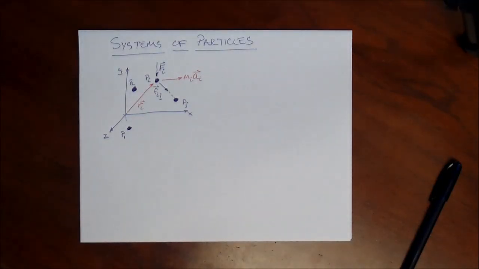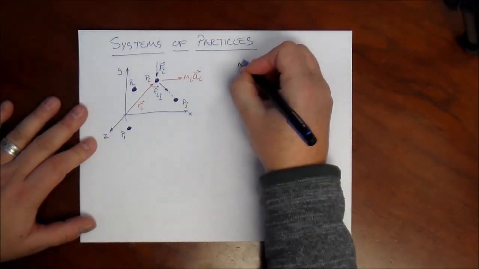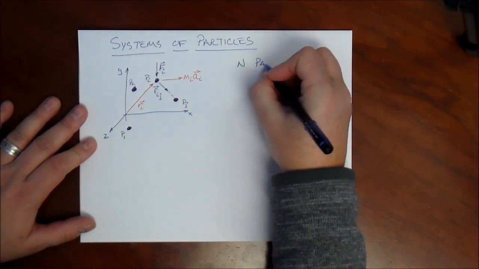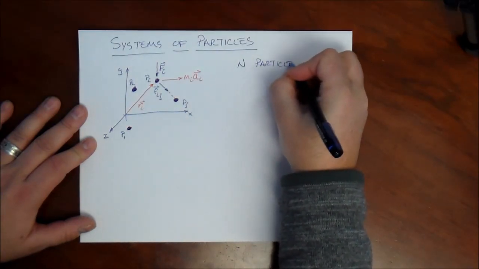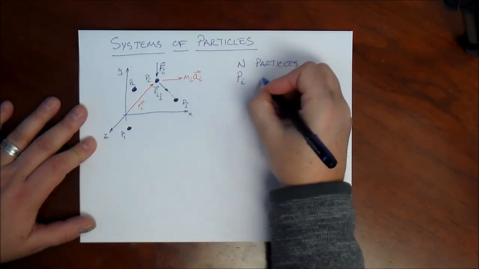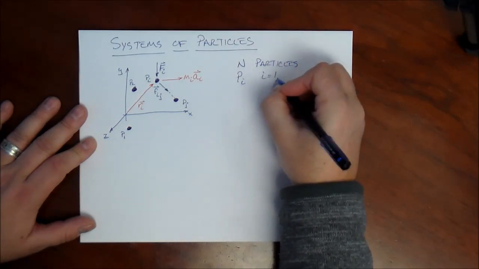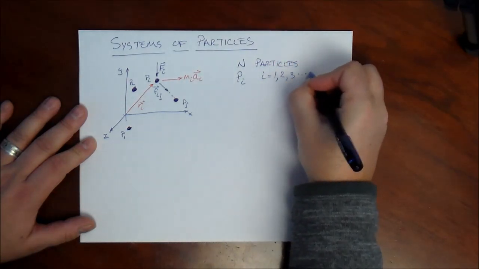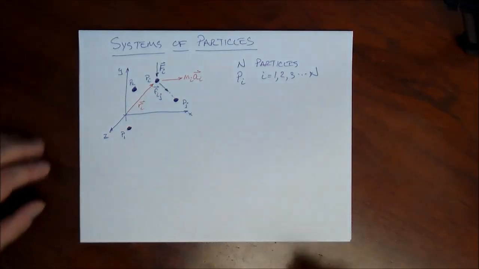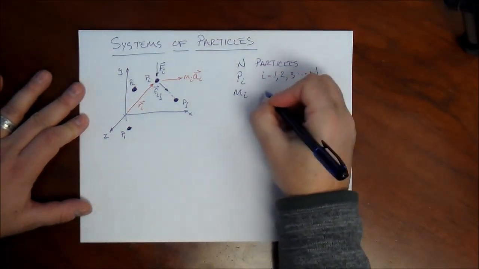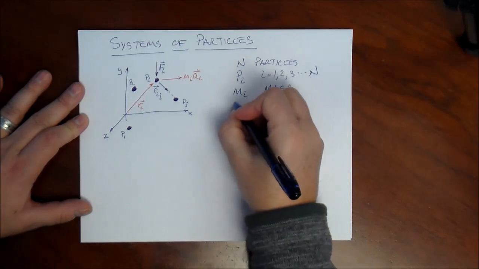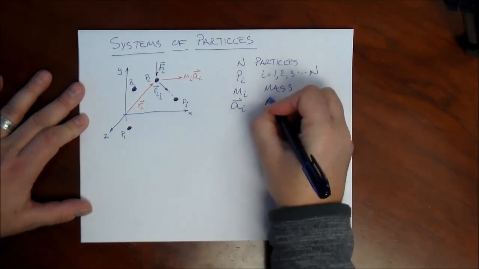In this section, we're going to talk about systems of particles. So let's begin by developing an expression of Newton's second law for a system or group of particles. So suppose we have n particles, some arbitrary number, and call each of them p sub i, where i is 1, 2, 3, and so on up to capital N. Each particle has a mass m sub i, an acceleration a sub i.